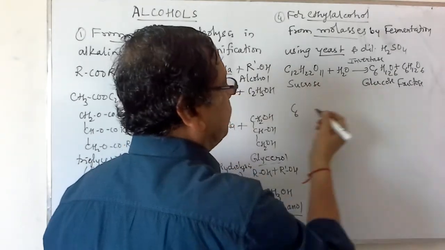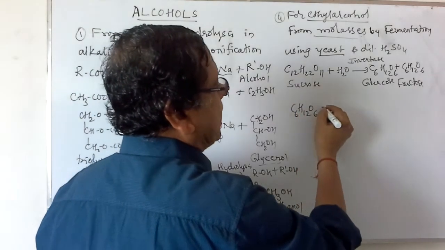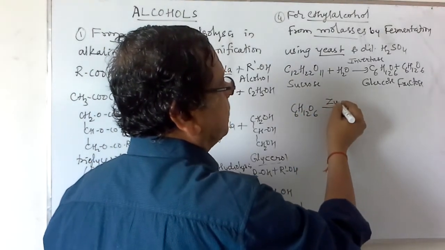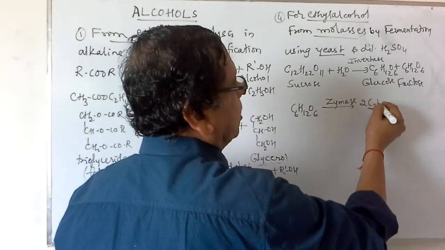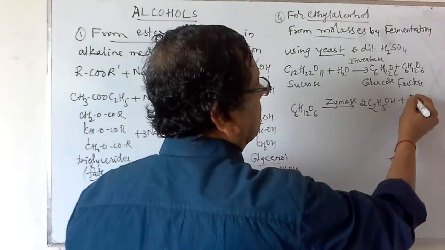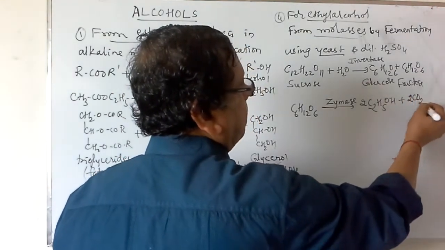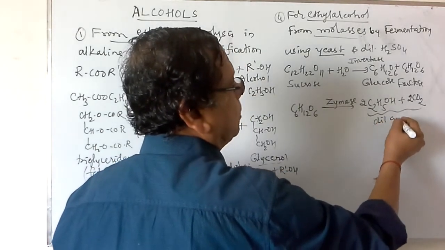Once glucose and fructose are produced, this C6H12O6 is then acted upon by the enzyme zymase present in the yeast. It will give rise to 2 molecules of ethanol plus 2 CO2. So this is the dilute alcohol that we get.